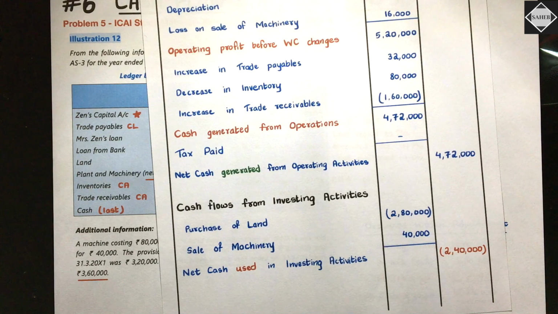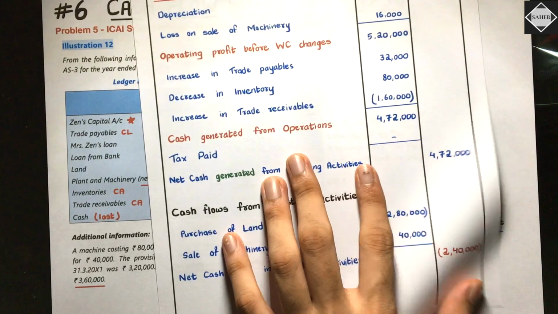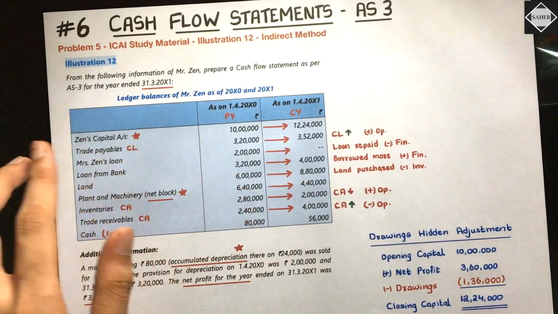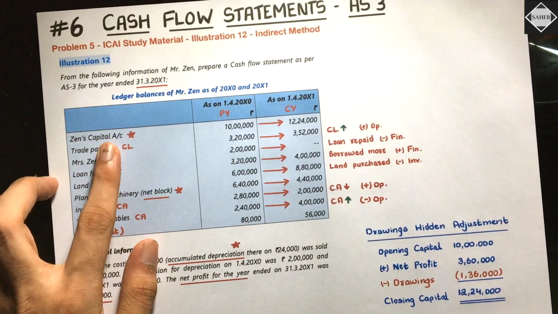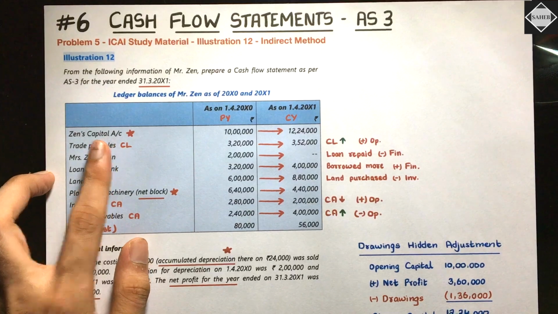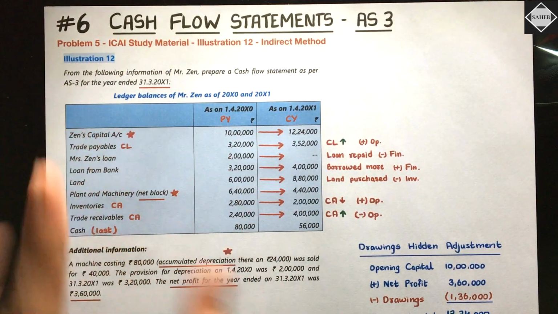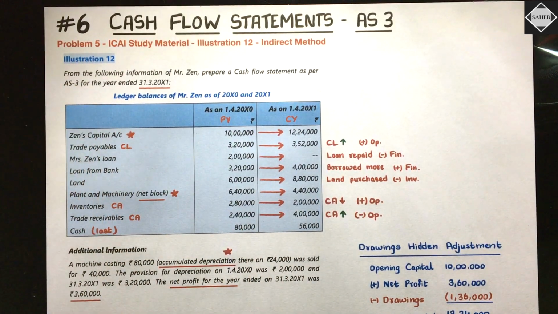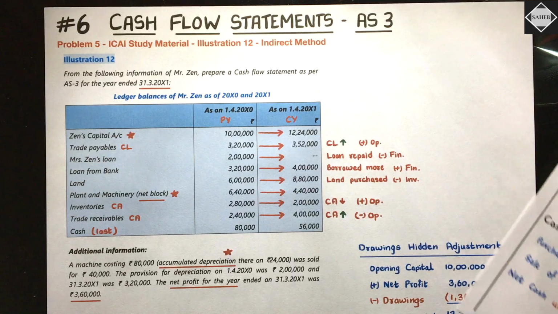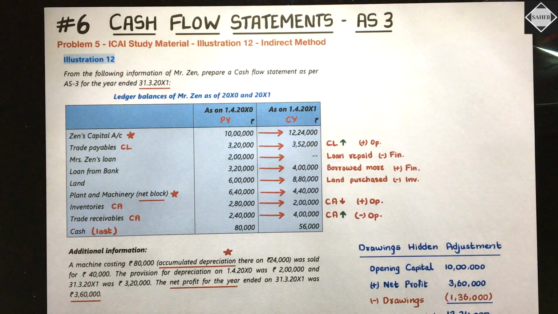Now if you see in the financing activities, what has happened? How do we proceed? Again, start from the question from the beginning. Zen's capital account. Is this related with financing? Of course. Capital and borrowing, these things are related with financing. What has happened because of this capital thing? See, let's go to the capital account. We have prepared, right? Capital account.